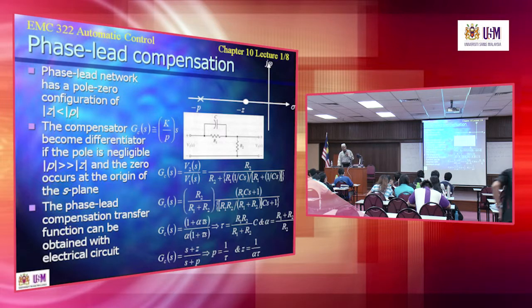With this equation, you can rearrange it so that it becomes in this form, right? So you know the top is the zero, and this one is the pole. If you relate these two equations, basically the pole becomes 1 divided by tau, or basically (R1 plus R2) divided by R1 multiplied by R2, and then multiplied by C. And for the zero, basically it is equal to 1 divided by alpha multiplied by tau. You have tau here and alpha here, so you get the zero.